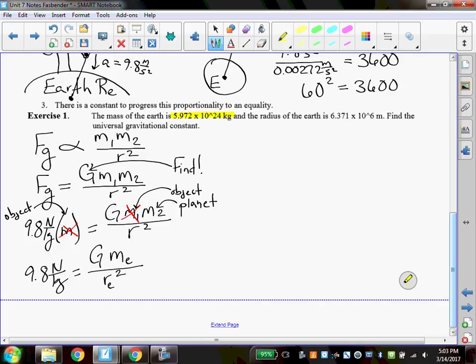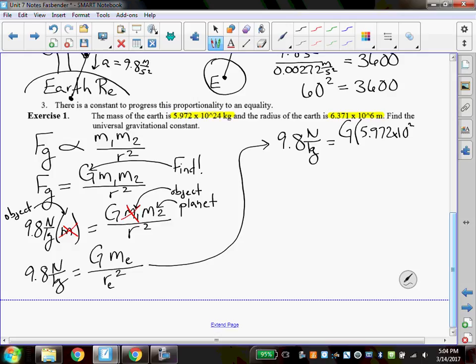So know that the mass of the Earth is 5.972 times 10 to the 24th kilograms. Know that the radius of the Earth is 6.371 times 10 to the 6th meters. All right? Because with those two numbers, we can fill in everything about this equation except for our unknown constant. So we're going to do G times 5.972 times 10 to the 24th kilograms, and we are going to divide it by 6.371 times 10 to the 6th meters, and don't forget to square it.